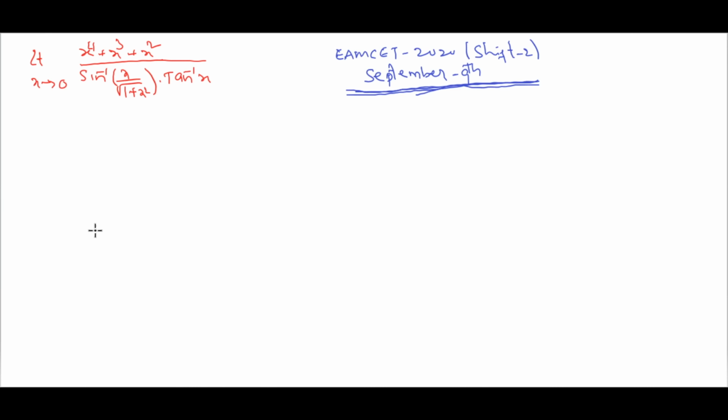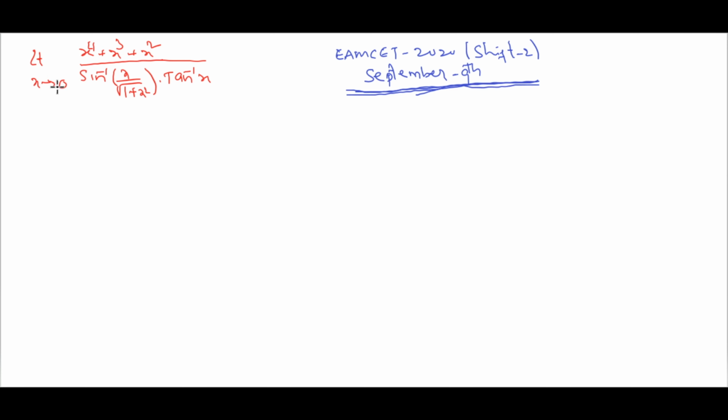Limit x tends to 0 of (x to the power 4 plus x cube plus x square) by (sine inverse of x by root 1 plus x square, into tan inverse x). This problem is MSET 2020 September 9th Shift 2 problem.